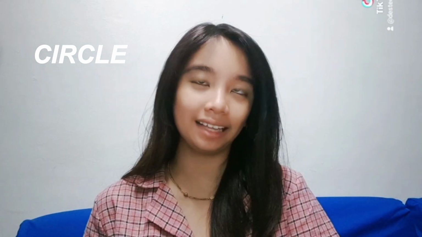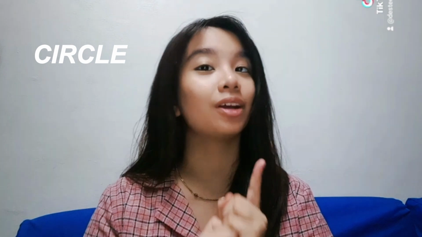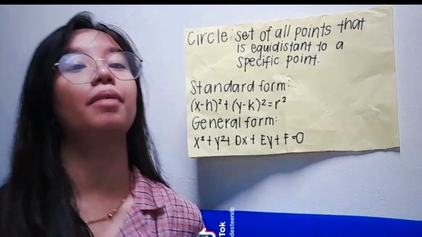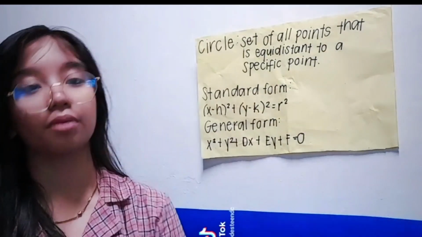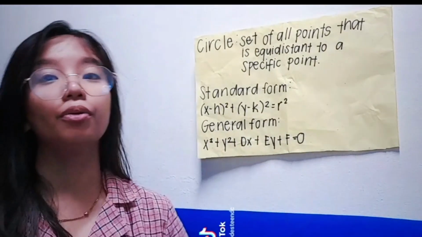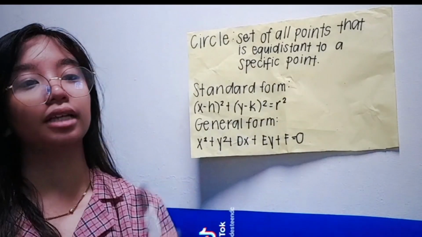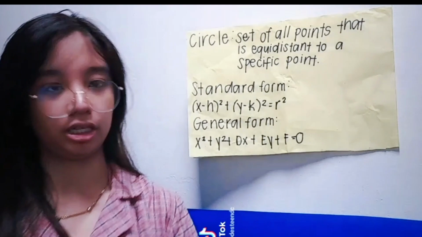So first, let's define what is a circle. A circle is the set of all points in a plane that are equidistant from a specific point. Before we solve for standard to general form and general form to standard form, we must learn about the standard and general equation of a circle.